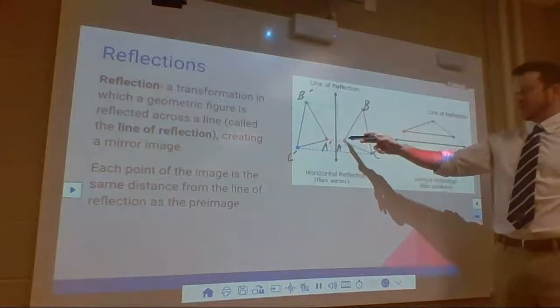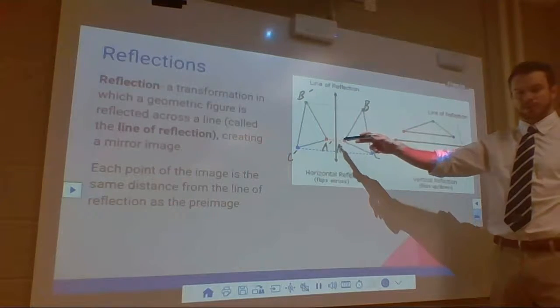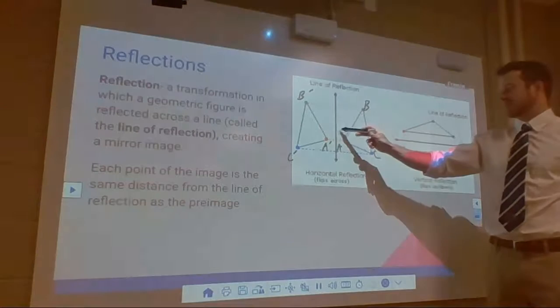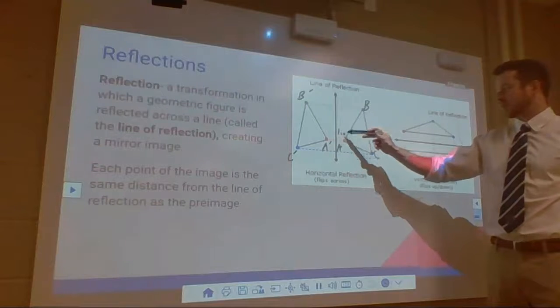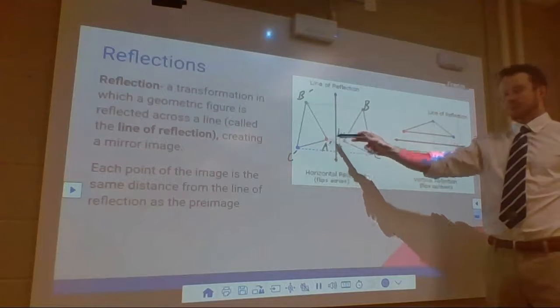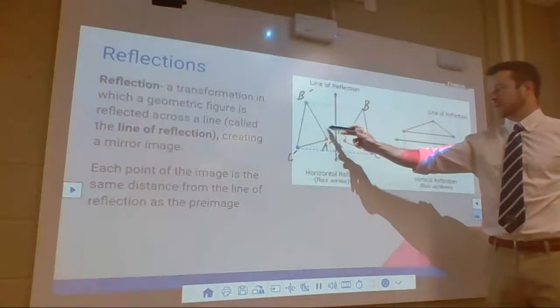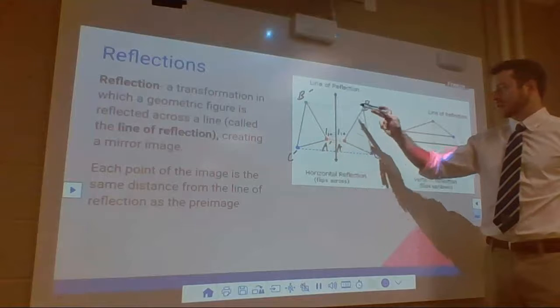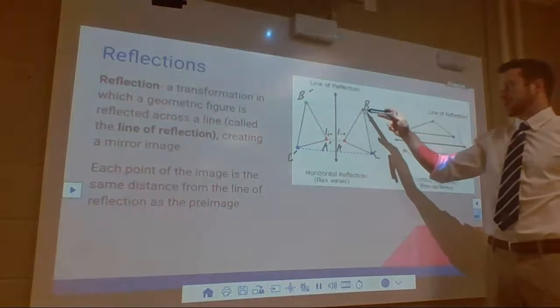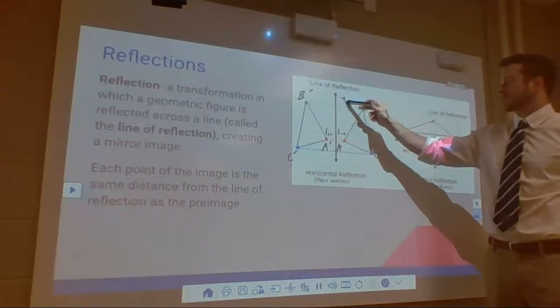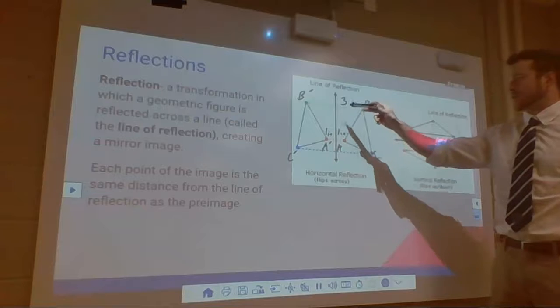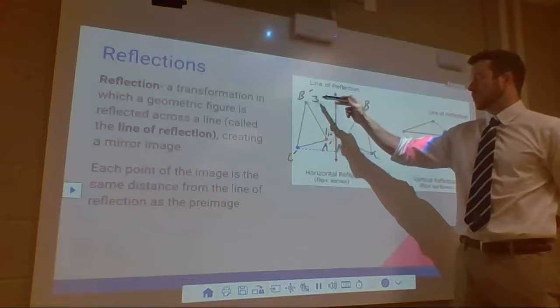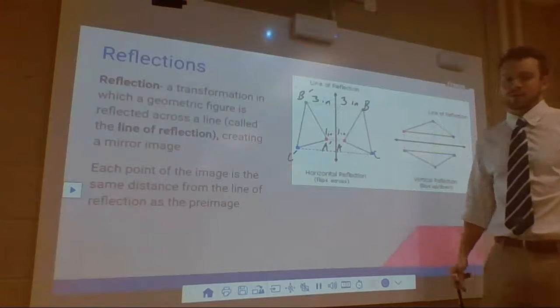Now, the distance from point A to the line of reflection, let's just say it's 1 inch. Well, the distance from A prime to that line of reflection would also be 1 inch. Same for B and B prime. If B is 3 inches away from the line of reflection, then B prime would also be 3 inches away from that line of reflection.